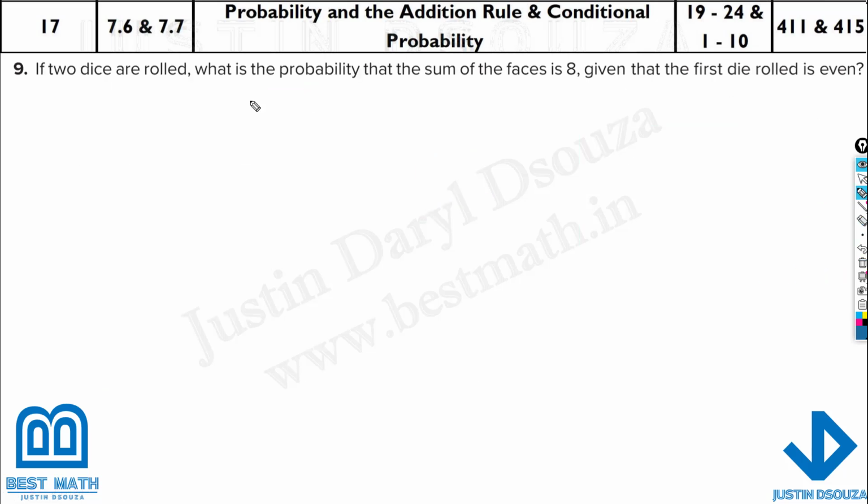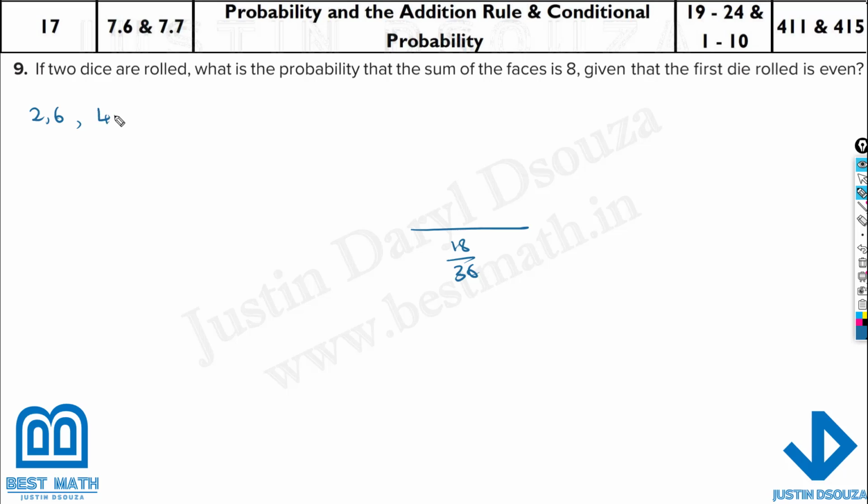If two dice are rolled, what is the probability that the sum of the faces is 8, given that the first die rolled is even? Even die, again, even or odd, it will just be 50%, or 18 by 36. What about the above one? Let's write. It should be even. So I can't use 1. 2 and 6 is the only possible sum to get 8.